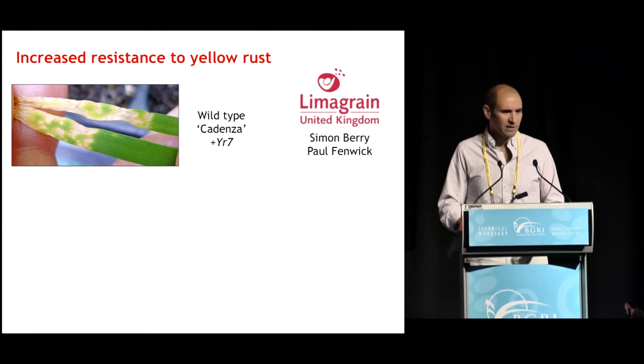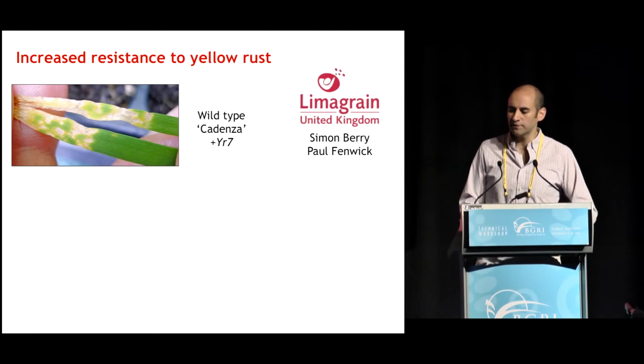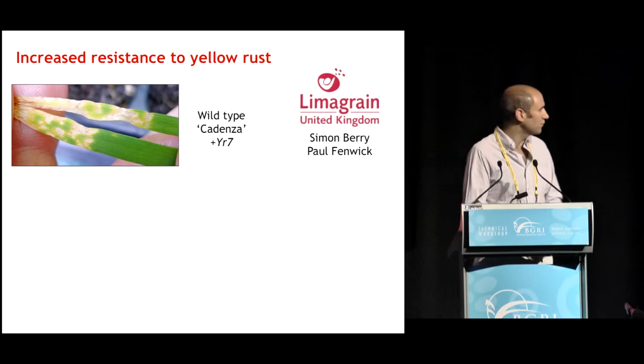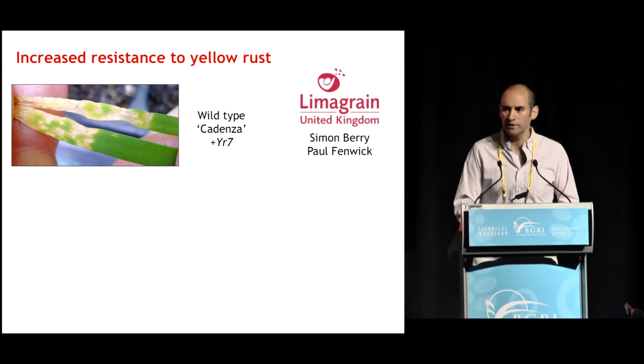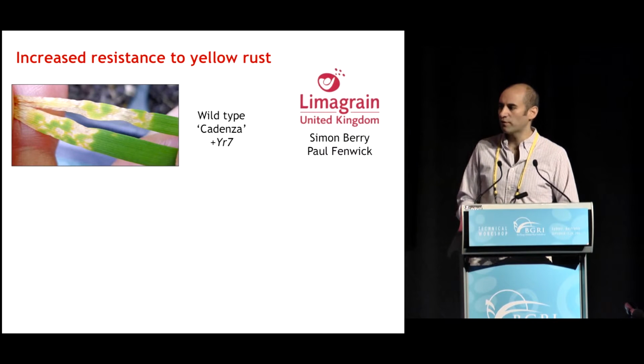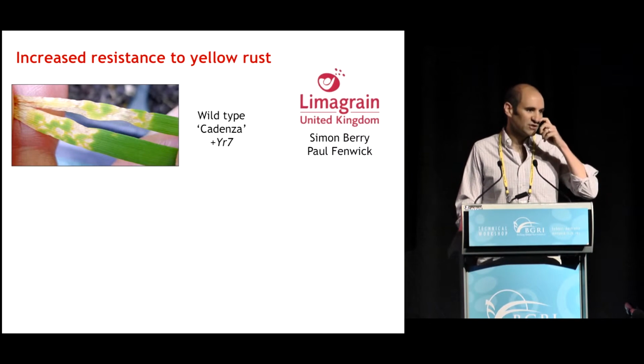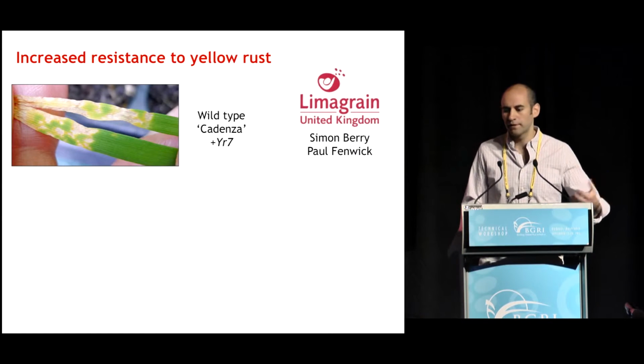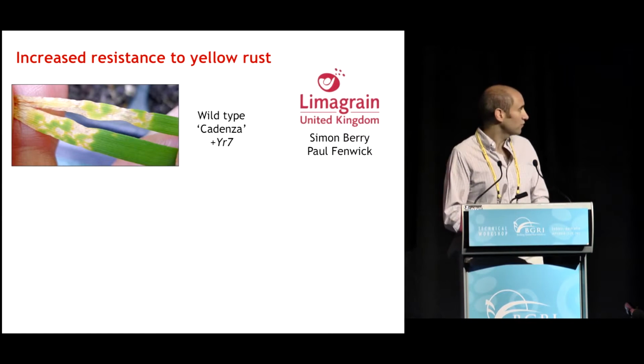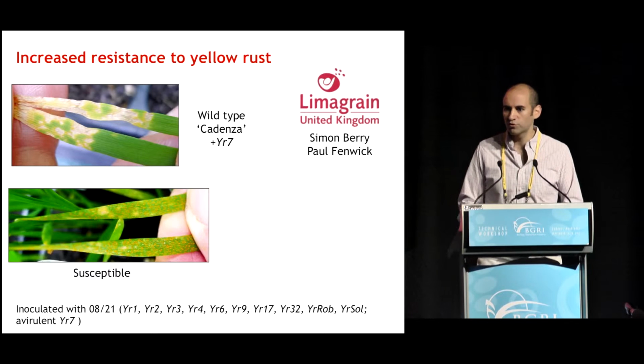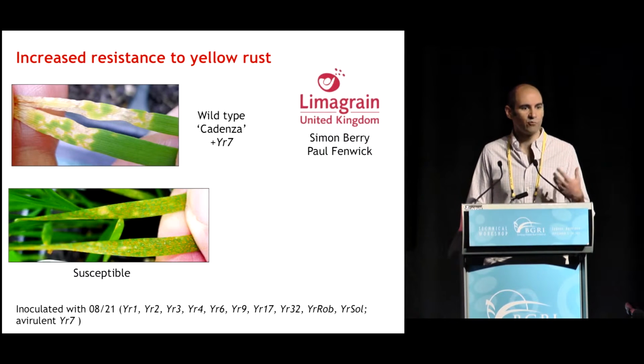The last thing I want to show you is how we're also using mutagenesis as an approach to help us in this manner. So we have a line called Cadenza, which has YR7, and this is the typical YR7 resistance response. Working with Limagrain again, with Simon Berry and Paul Fenwick, we took Cadenza and mutagenized the whole population and organized it in a structured manner. And when we started screening, we found, of course, lines that were susceptible. So we basically have put mutations in YR7.